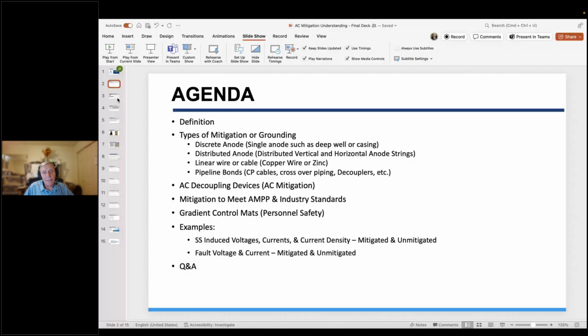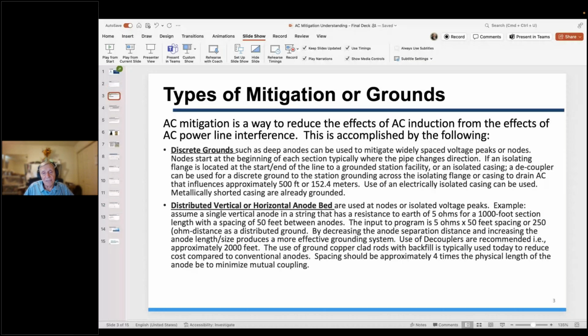Also, we have to keep in mind with case crossings where they're located. So keep that in mind, as far as personnel safety and how you set up your decouplers and things of this nature. Like I say, they will bring down an area of at least 500 feet or more, and they're used in electrically isolated situations.